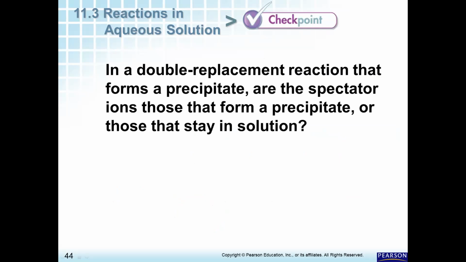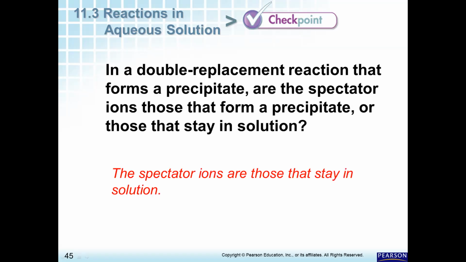In a double replacement reaction that forms a precipitate, are the spectator ions those that form a precipitate, or those that stay in solution? That's the one which stays in solution. If it is the one which is forming a precipitate, it will become the ions that are involved in the reaction and has to remain. Okay?